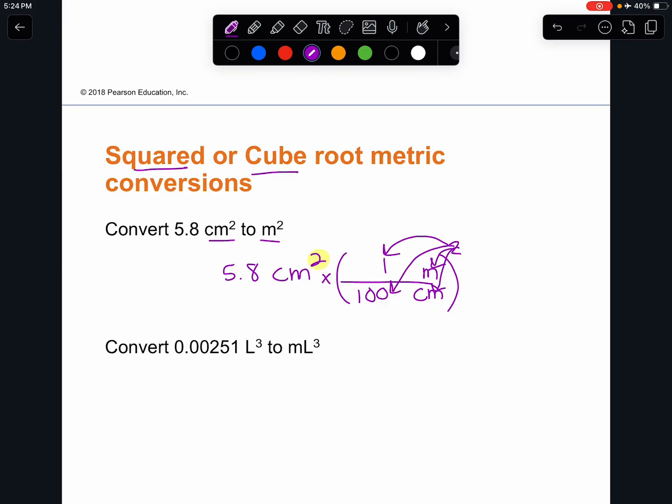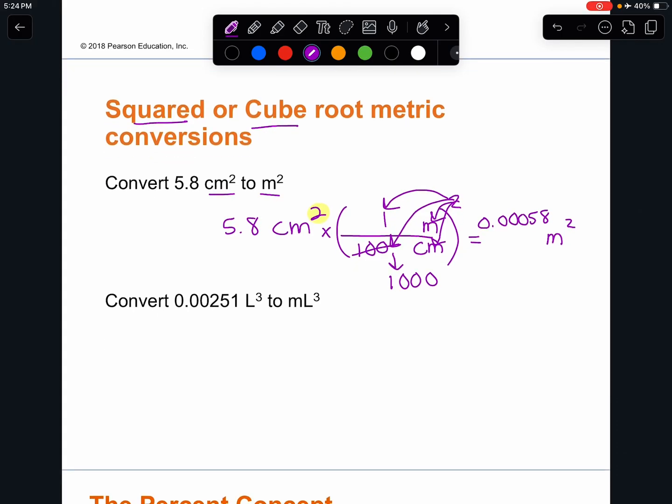Now, 1 squared is 1. Meter squared ends up being the answer we want, which is good. But you do have to square the 100 before you end up doing it in the math problem. So when you square 100, you end up getting 10,000. So you kind of need to think about your problem now being 5.8 divided by 10,000 because you squared the 100. All right, so I like to actually write it under here. It doesn't look the best, but it helps you remember what you need to do. So when I do that, my answer ends up being 0.00058, okay, meters squared.